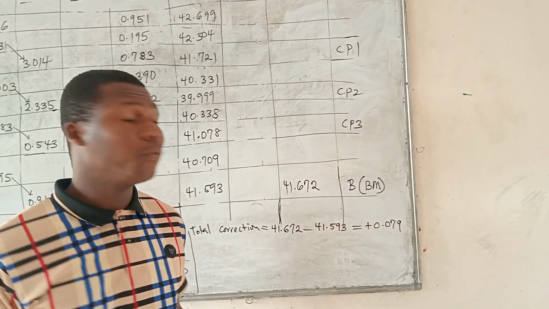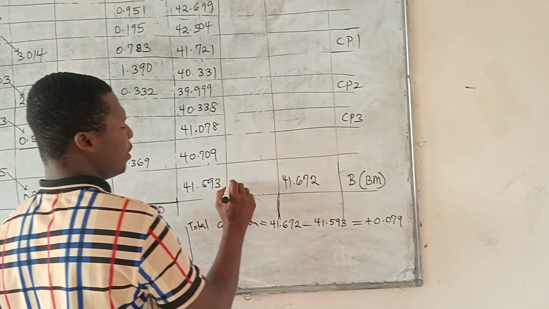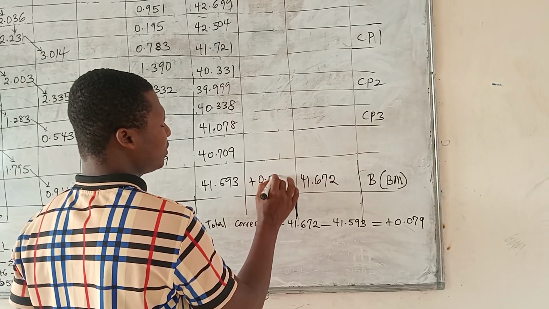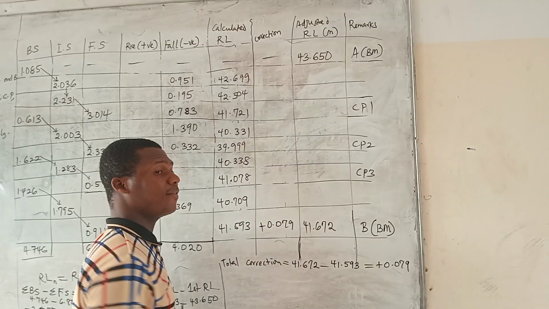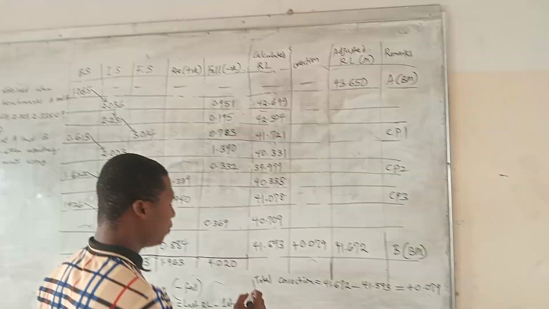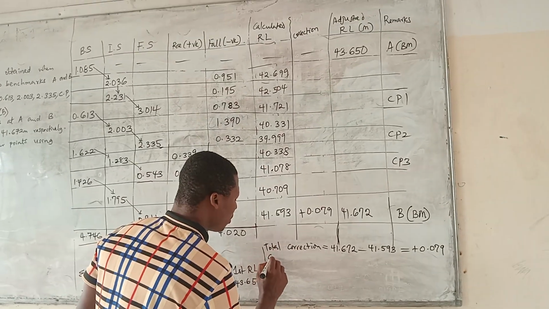The next thing we look for is the correction per setup. Now, here you write 0.079. If you add these two together, you must get this. If not, you are wrong. Alright, so you now look for what we call the correction per setup.